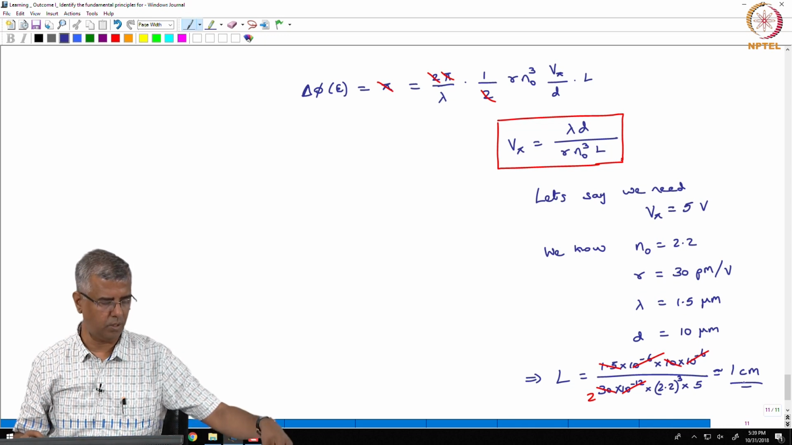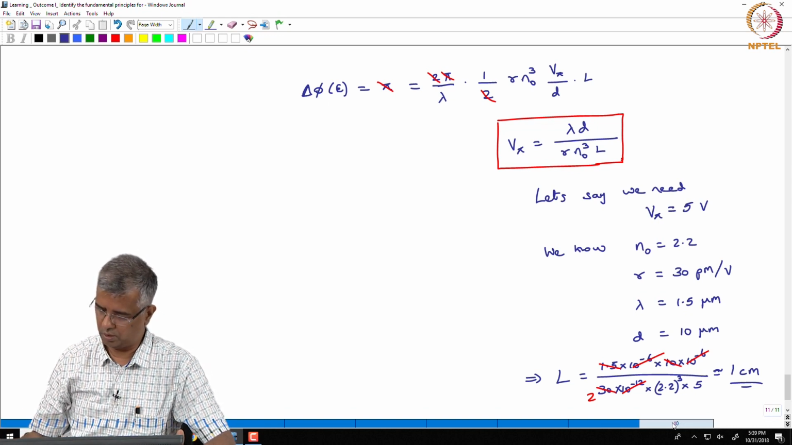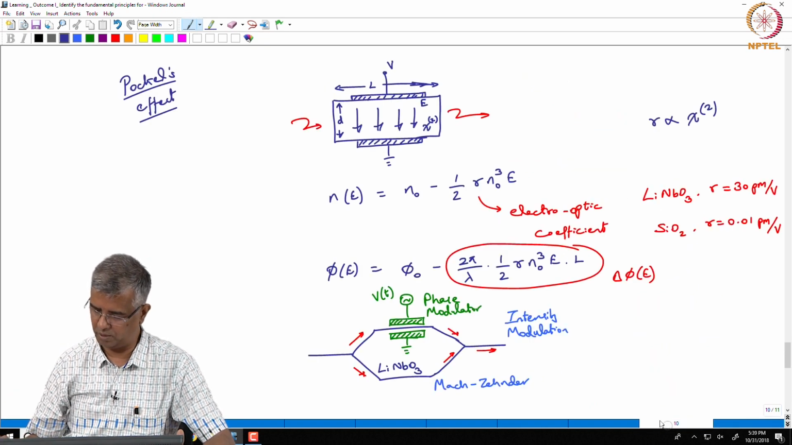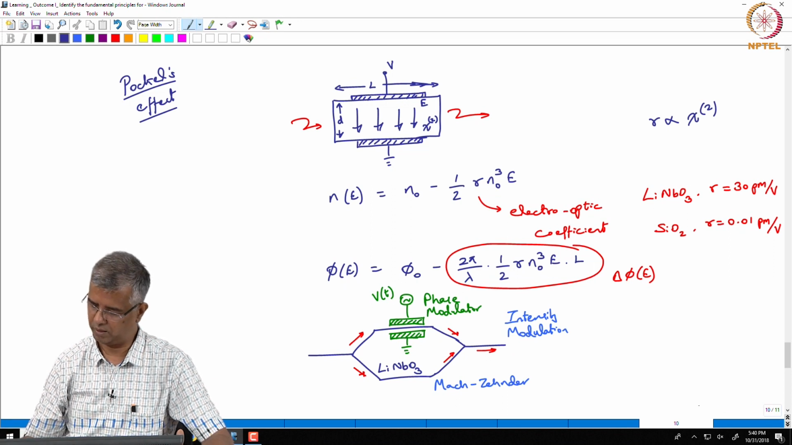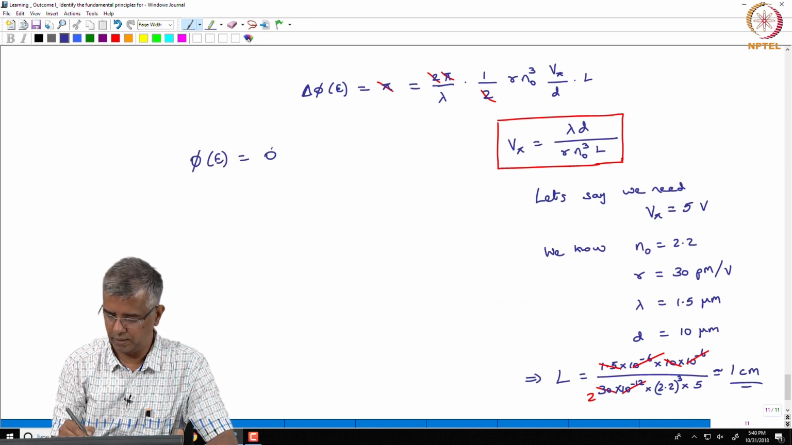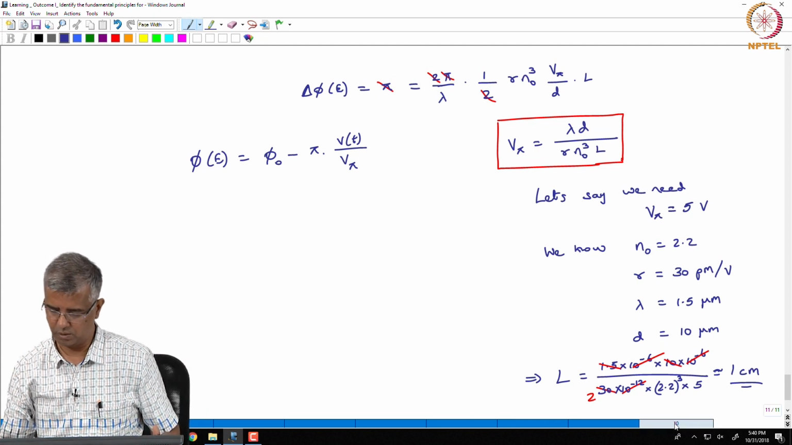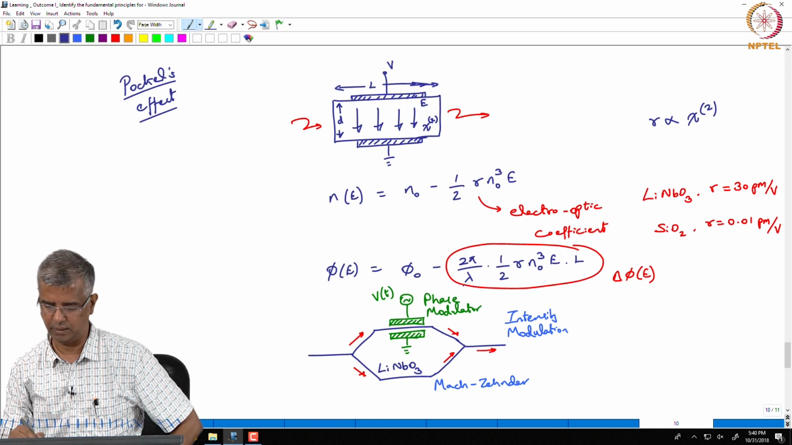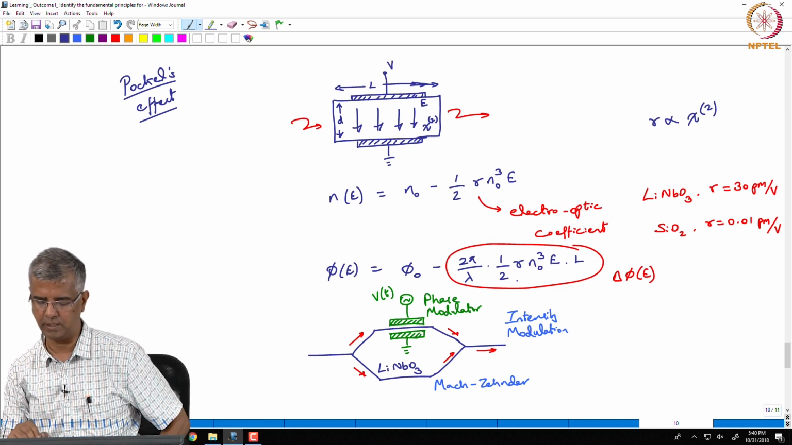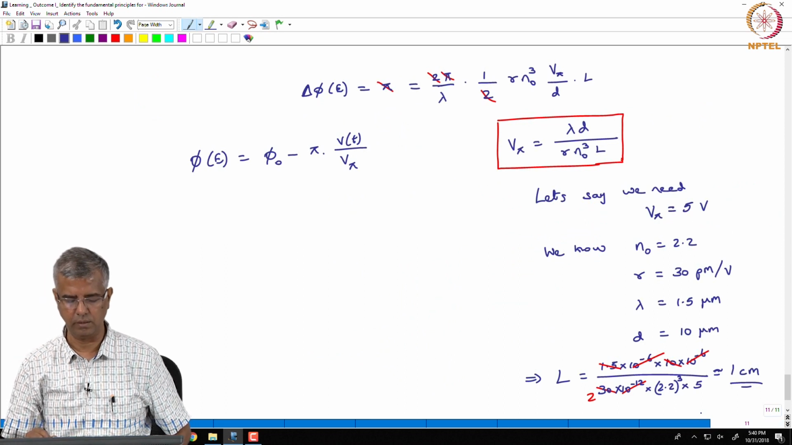Now, if I have this expression for V pi, I can plug that into the expression over here. So, phi of E in terms of V pi is going to correspond to phi naught minus pi into V of t divided by V pi. Because V pi is given by this expression and E is nothing but V over D. That is where you can see that in the denominator lambda D, R, N0 cube, L are all there. So, you can put it up like this.